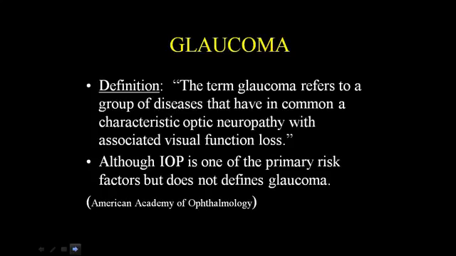Forms of the disease have in common a potentially progressive and characteristic optic neuropathy, which is associated with visual field loss as the damage progresses. And in this condition, intraocular pressure is usually the key modifying factor.